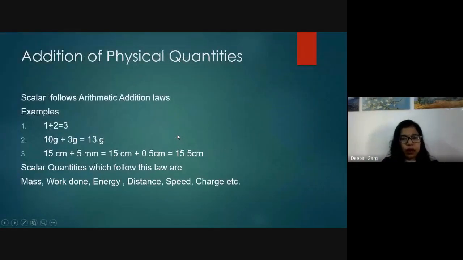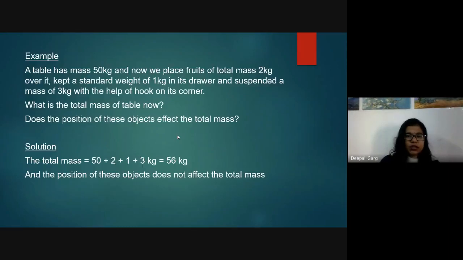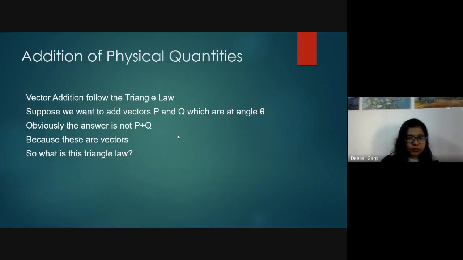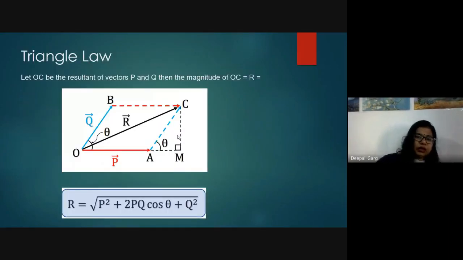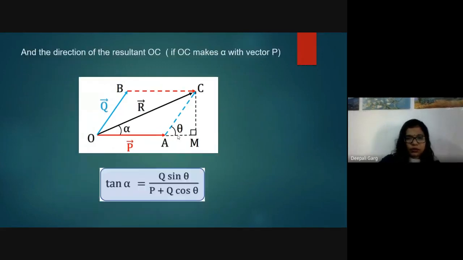Scalar quantities follow arithmetic addition, like 10 gram plus 3 gram is equal to 13 gram. But this is not the case in vector addition. Vectors follow the triangular law, which we were talking about just 2 minutes ago.